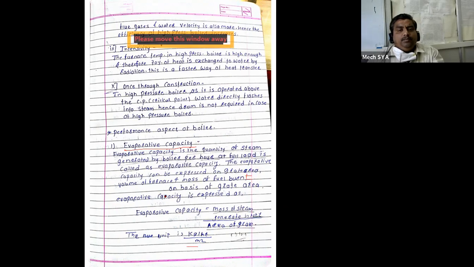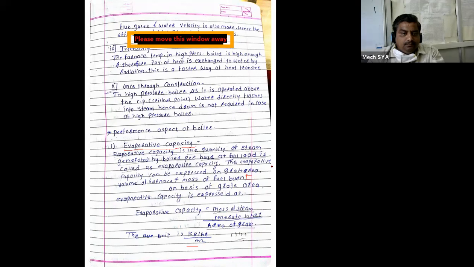Evaporative capacity is nothing but how much steam is going to be generated by the boiler in kg per hour, or kg per day or kg per week. If you calculate performance per month, how much kg of steam is generated by the boiler during the month. But generally, as a standard basis, we calculate the evaporative capacity on a kg per hour basis. It is the quantity of steam generated by the boiler per hour at full load.